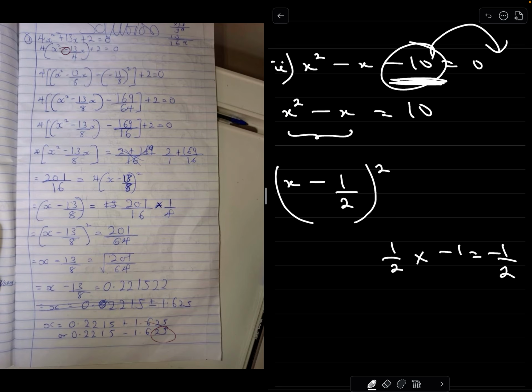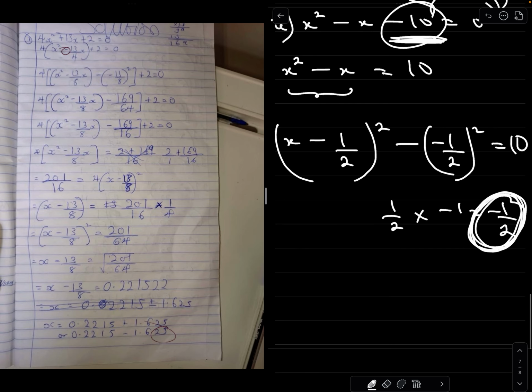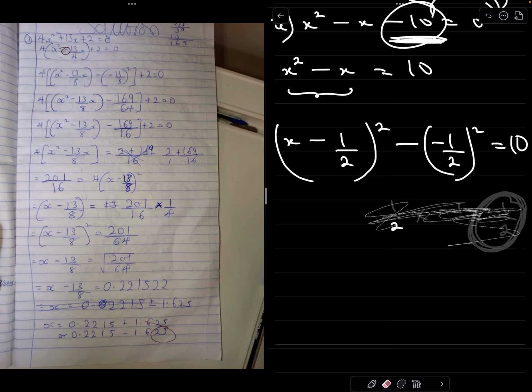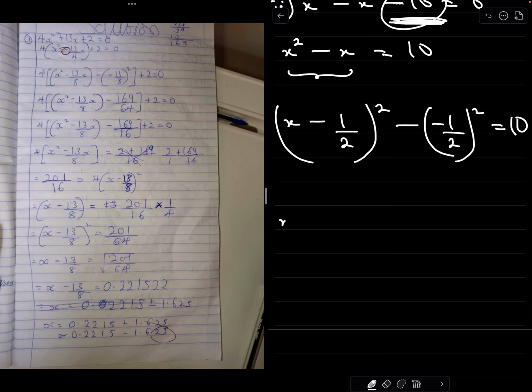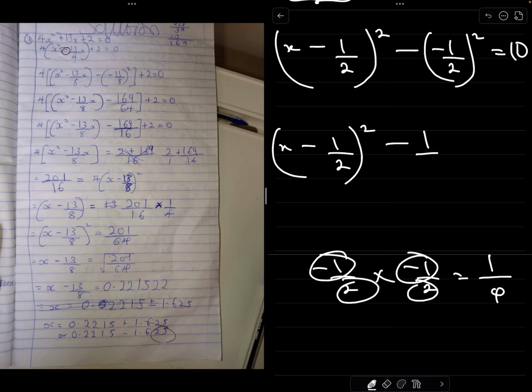So that means x minus 1 over 2 all square minus the square of whatever you get here. That's minus the square of minus 1 over 2, and that will be equal to 10, which is what's on the right hand side. Now the next step: the square of minus 1 over 2 simply means minus 1 over 2 times minus 1 over 2, which is minus 1 times minus 1, that's plus 1, 2 times 2, that's 4. So that's minus 1 over 4 equals 10.